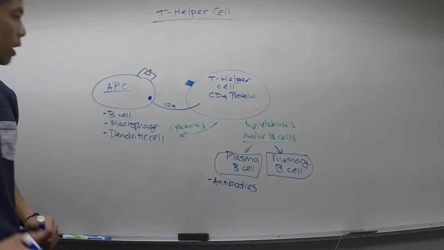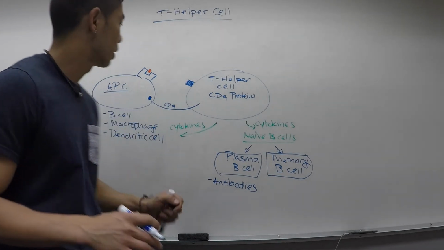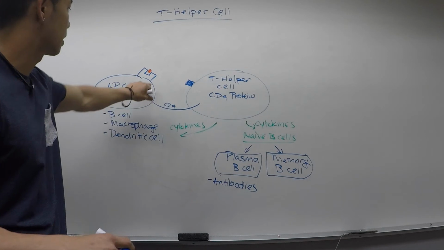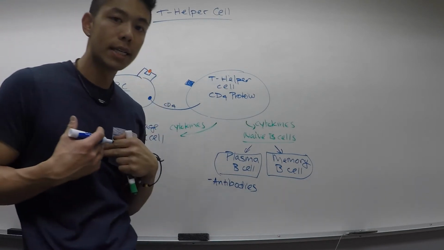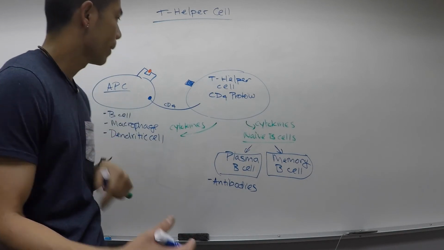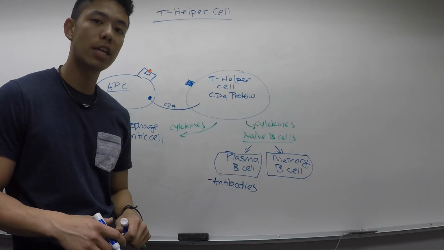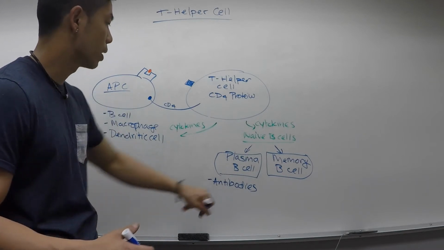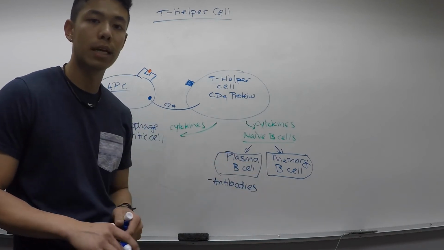So the T helper cell is very important in terms of being the boss cell. It's going to recognize whether this antigen-presenting cell, whether this epitope, is one of us or whether it's foreign. And from that point, it's going to release these cytokines, which are communication molecules, and those molecules are going to stimulate the production of our plasma B cells as well as our memory B cells.